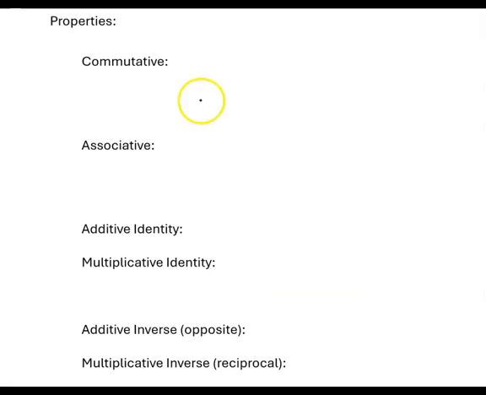You need to be able to know what I'm talking about when I say use the commutative property or use the associative property. Commutative property is simply commuting the numbers. When you commute, you go from one place to another. So basically the commutative property of addition says a plus b is equal to b plus a. It also works for multiplication. A times b equals b times a.